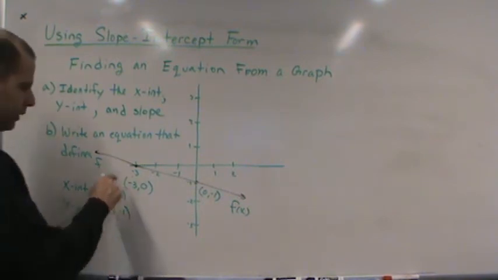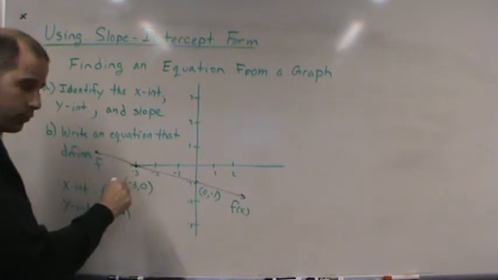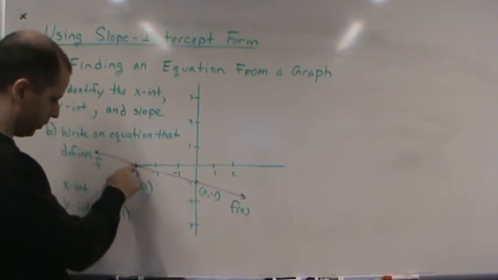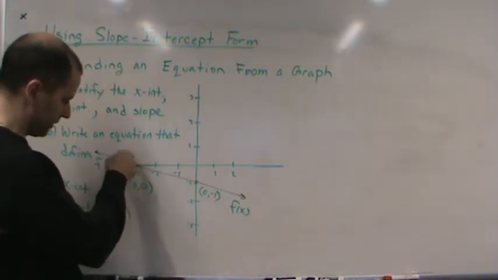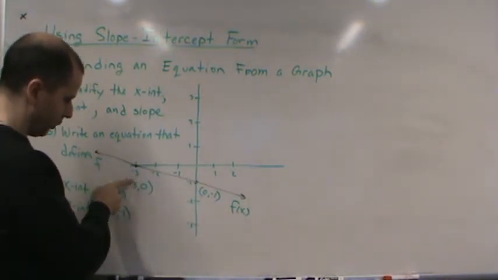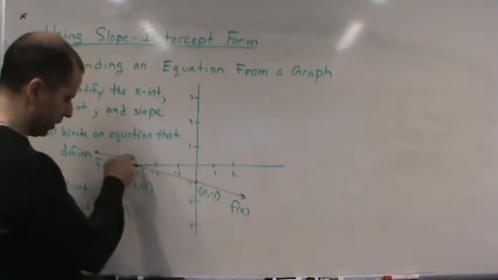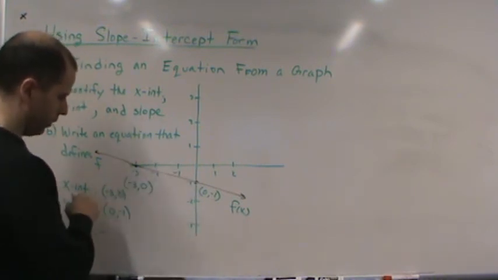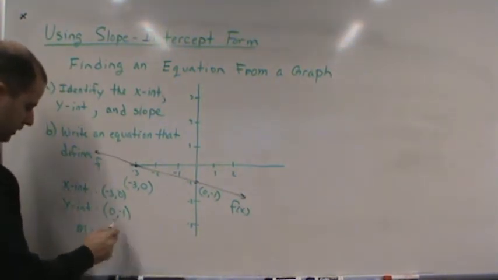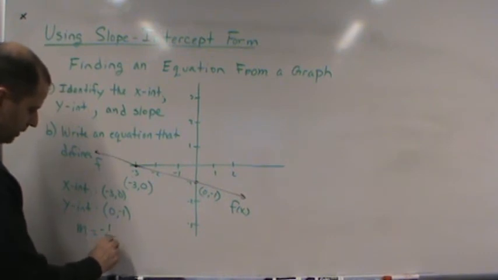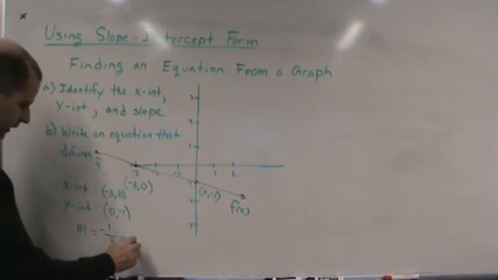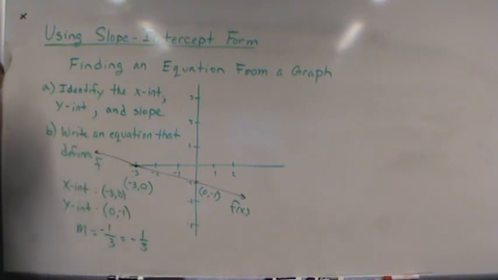Okay, so how many units in the y direction? Rise over run. We're going down how many units? We're going down 1, so that's -1. And we're going to the right 3 units. So it's -1 divided by +3, so we get -1/3, which is negative, exactly as we knew it would be. So from the graph, we got those three things.